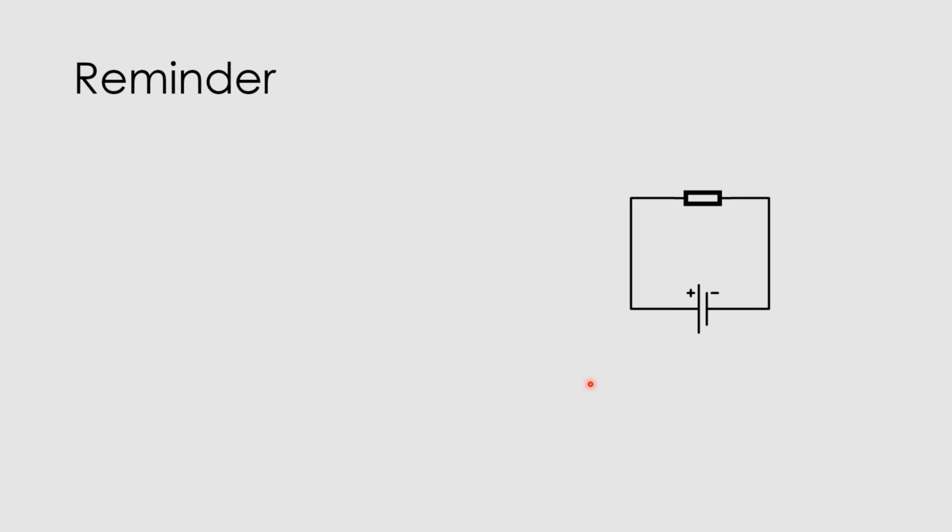So just as a quick reminder, we've got our basic single component circuit here on the right. It's a resistor in this case connected to our battery. And the resistor is connected via wires and the battery acts as the EMF, the source. The resistor can also sometimes be called the load.